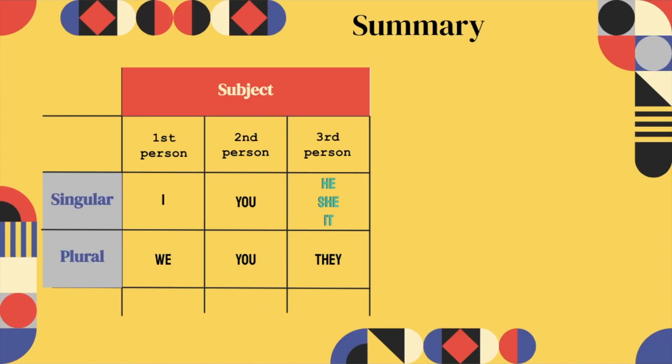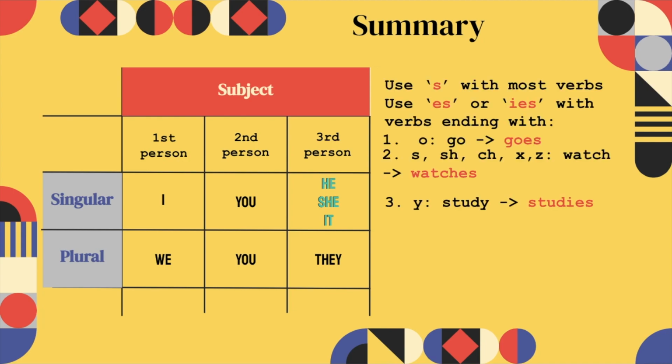This is a short summary for when using verbs with a third-person singular personal pronoun. As we said, with most verbs we use S, but there are some cases where we use ES or IES. For ES, we use it with verbs ending with the letter O, like go becomes goes, and with verbs ending with the letters S, SH, CH, X, and Z. As we saw, watch becomes watches. And then we use IES with verbs ending with the letter Y. As we saw, study became studies.